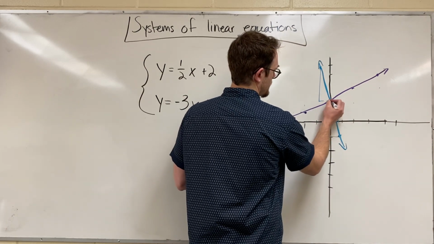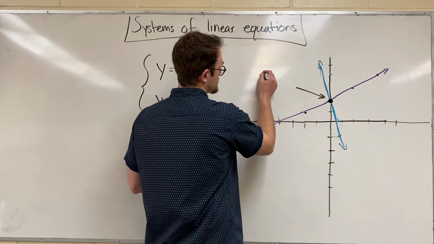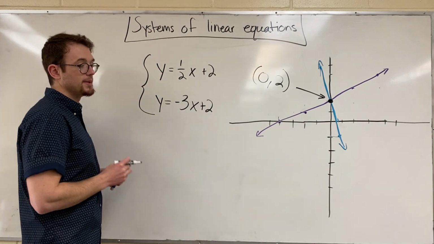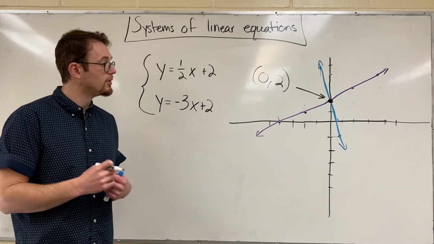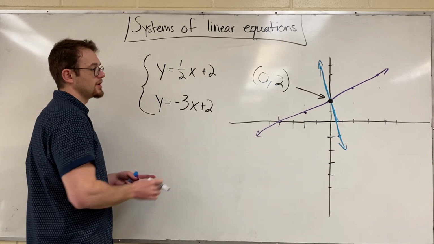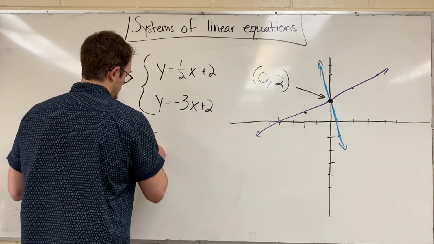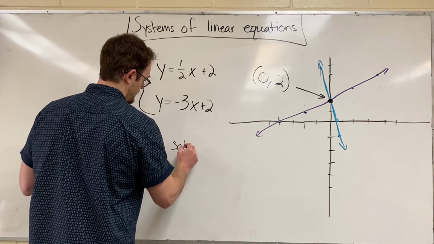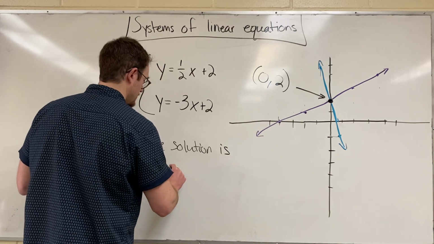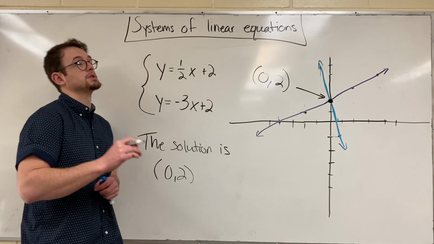So they're intersecting there at 0, 2. That would be the solution, because that is the intersection point. That is where they are crossing. That is the solution: if you plug in those two numbers, they would be equal. So the solution is 0, 2. All right, I'm going to stop there.